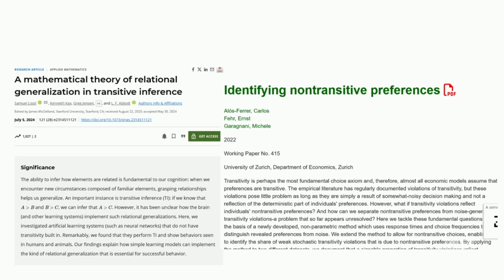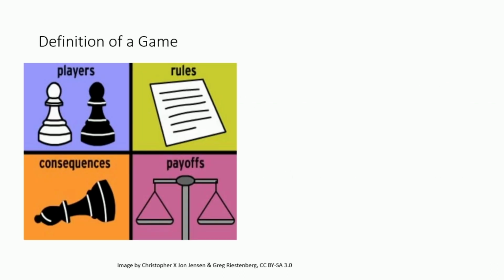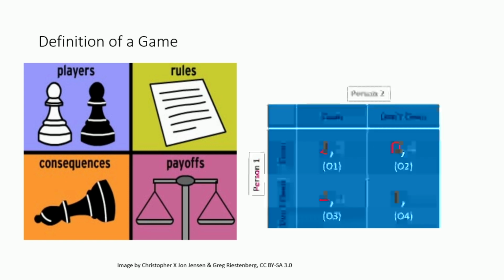Usually we don't worry about this stuff, but we will assume that you can represent your preferences using numbers, okay? Using numbers like what we do. So this is the definition of a game. A game involves players or agents or persons. Then there are some rules, there are some consequences, and depending upon that, the numbers, which we call payoffs. So this is the structure of a game.